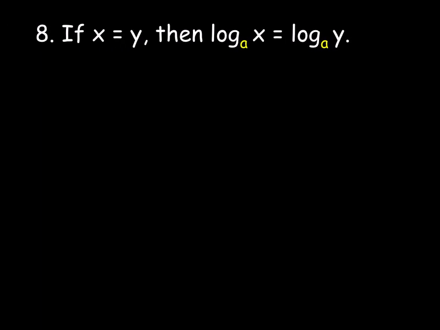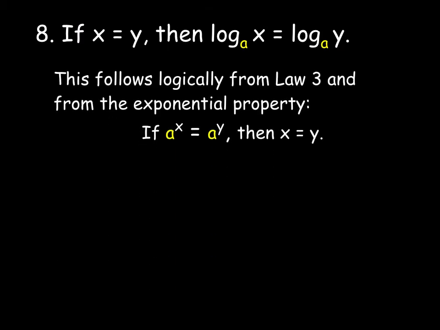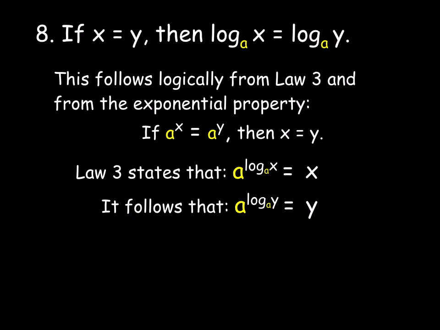Law number 8. If x equals y, then the log base a of x equals the log base a of y. This follows logically from law number 3 and from the exponential property that states if a to the x is equal to a to the y, then x must equal y. Law 3 states that a raised to the power log base a of x is equal to x. It follows that a to the log base a of y is equal to y.